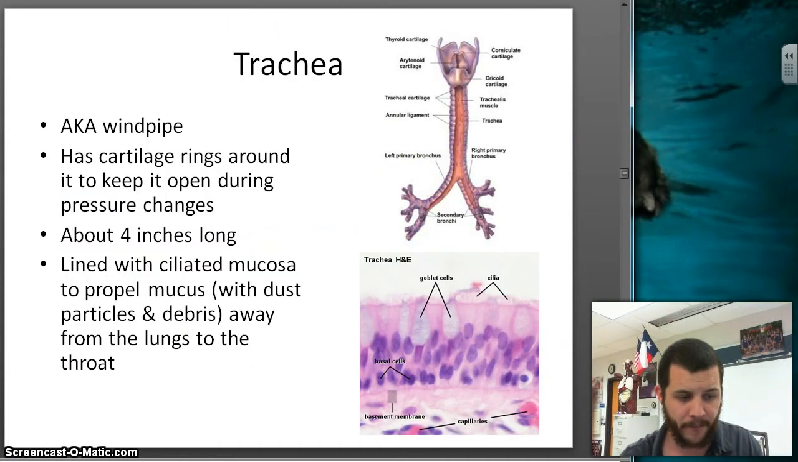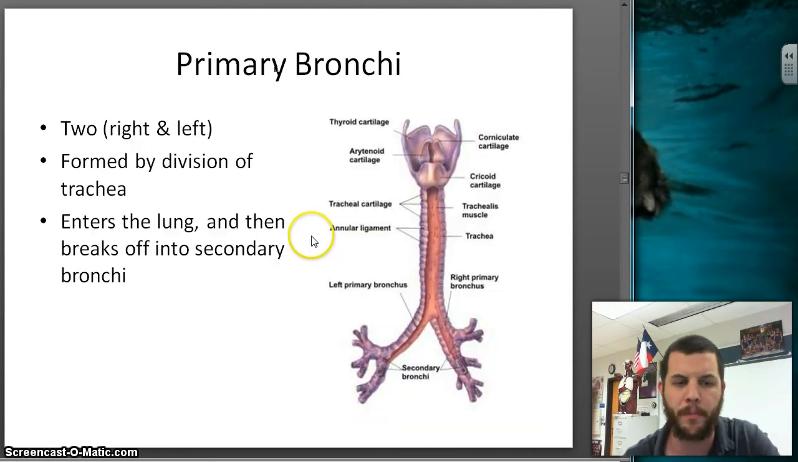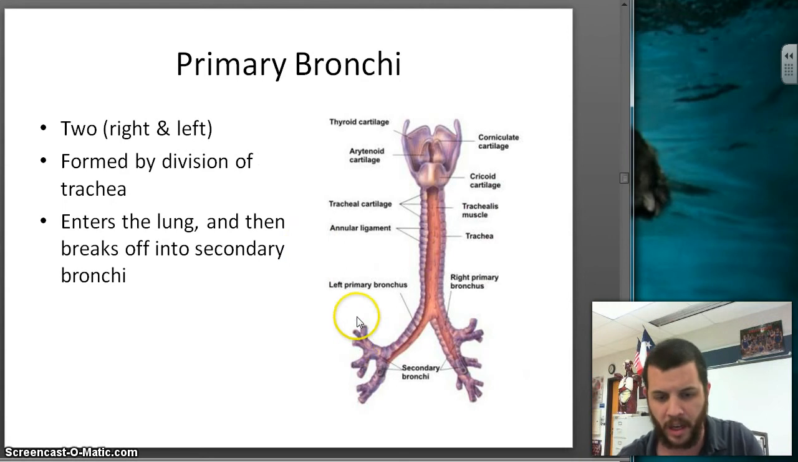Let's see here. We're going to quickly take a look at the parts of the lungs. We got the trachea, which is the windpipe. That's the first part that air is going to go down. It's about 4 inches long, and it's going to be lined with cilia. That's going to be able to propel mucus out of the lungs. We've also got the primary bronchi. That's the first division, which puts air into the right and left lung.